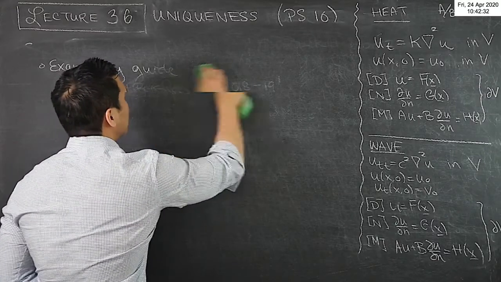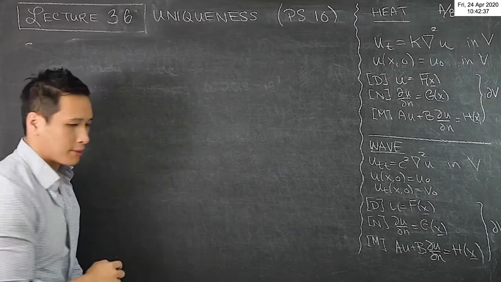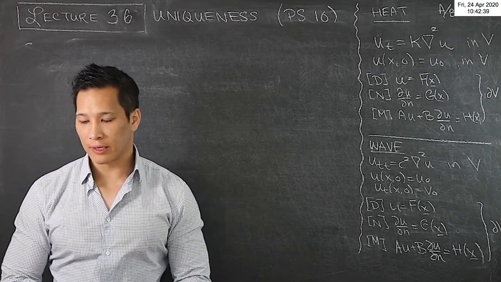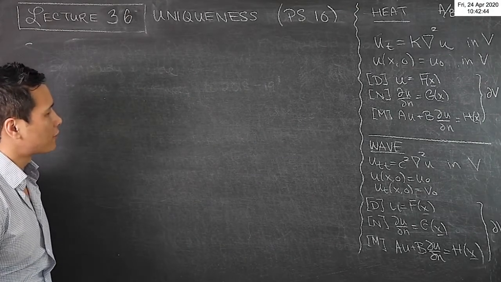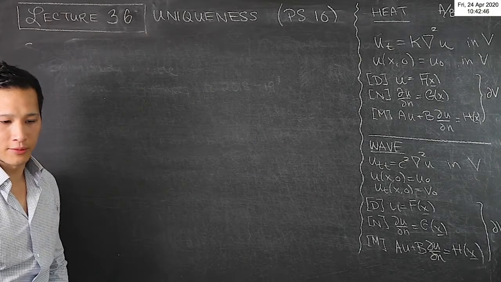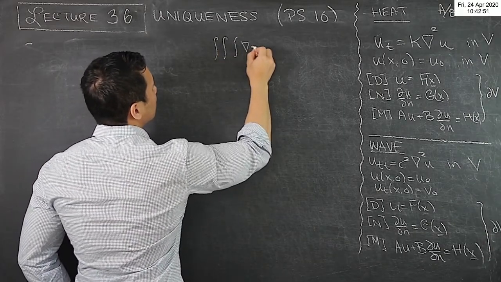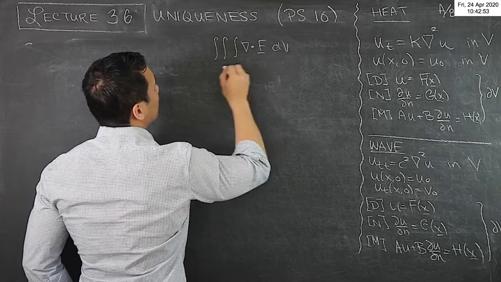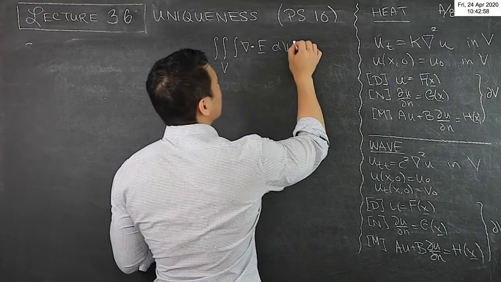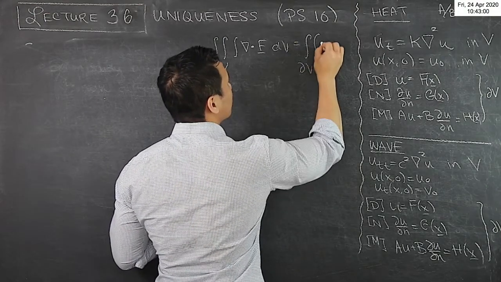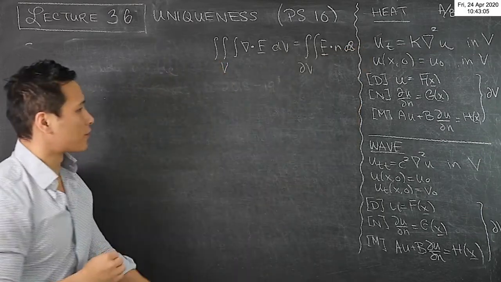There are a few tools that we're going to need to prove the uniqueness for both of these elements. It's worth me just repeating them and writing them clearly at the very top here. The first thing we're going to need is the divergence theorem. Just to remind you, you're going to need to know that the triple integral of the divergence of f is equal to the double integral over the boundary of f dot n dS.